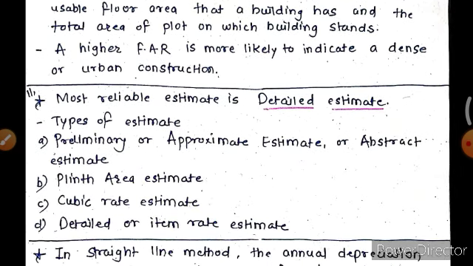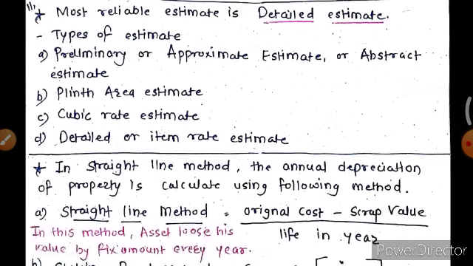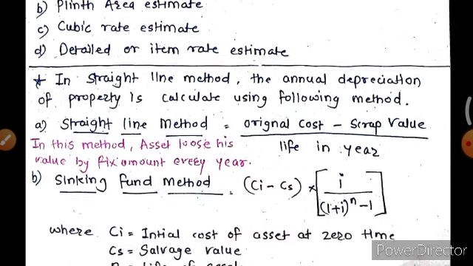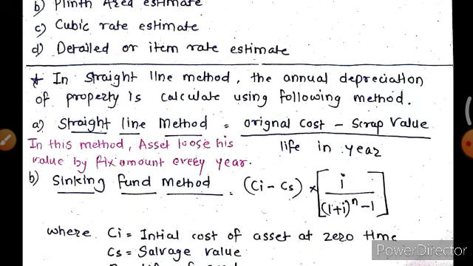The next is: the most reliable estimate is the detailed estimate. The types of estimate are preliminary or approximate estimate or abstract estimate, plinth area estimate, cubic rate estimate, and detailed or unit rate estimate. Friends, this has been asked many times.